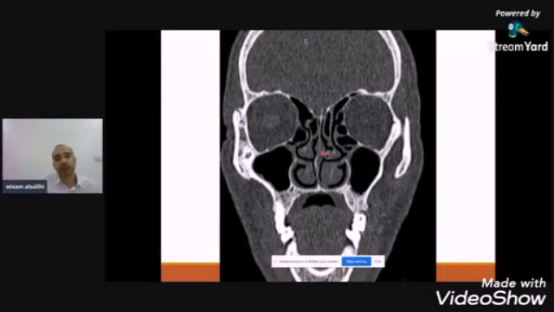More posterior, we see there is pneumatization of the lamella of the middle turbinate on the right and left, the bulla ethmoidalis, and this is the infraorbital nerve. These are the muscles: medial, lateral, superior, and inferior rectus muscle.